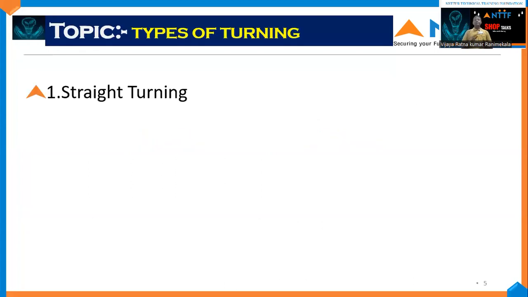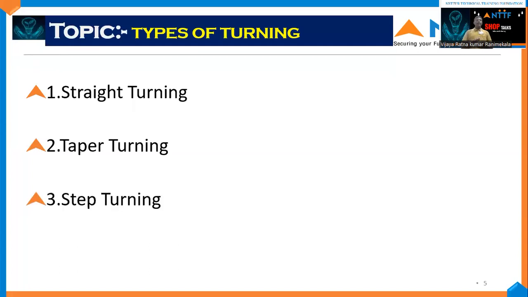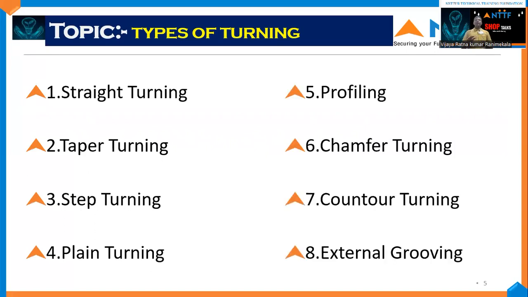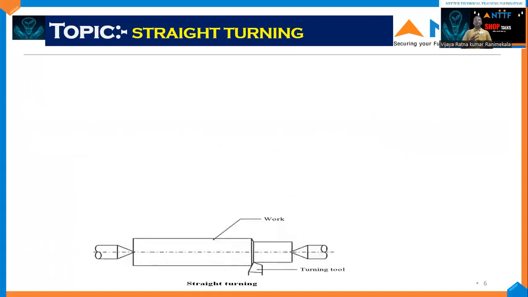Let us see types of turning. There are straight turning, taper turning, step turning, plane turning, profiling, chamfer turning, contour turning, and external grooving. These are performed on the lathe machine. Let us see about straight turning.